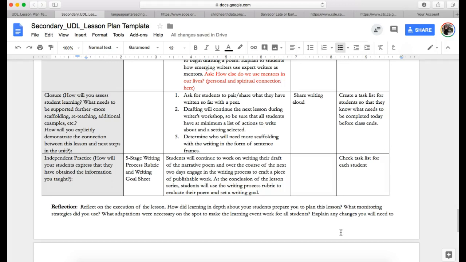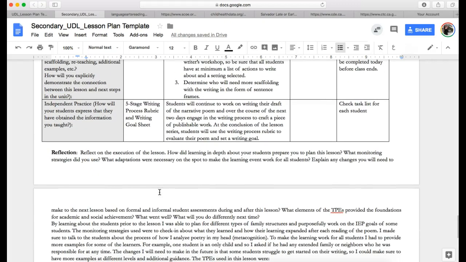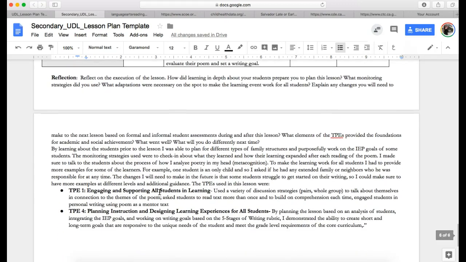And then in the independent practice section, we are having the students continue to work on their drafting and their narrative poem over the next few days, reminding them about the 5-stage writing process rubric and the fact that they may have to write a goal after they've reflected on how they've been doing. And so we're giving them that time to really think about themselves and their progress. And then the final piece is reflection.